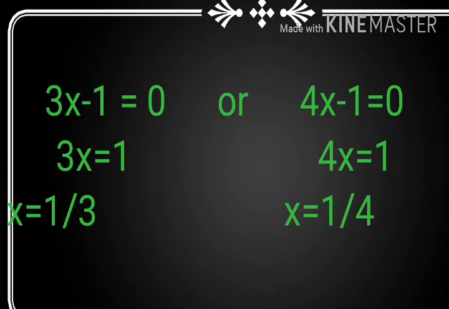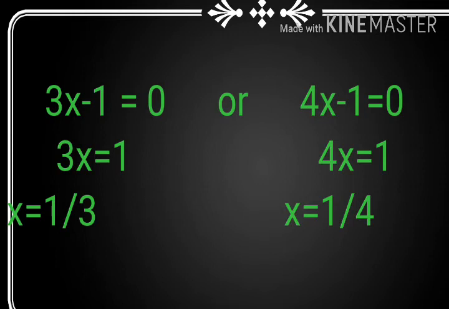First we equate 3x minus 1 as 0 or 4x minus 1 equals 0. Then 3x equals 1, x equals 1 by 3, or 4x equals 1, x equals 1 by 4. So the roots are 1 by 3 or 1 by 4.